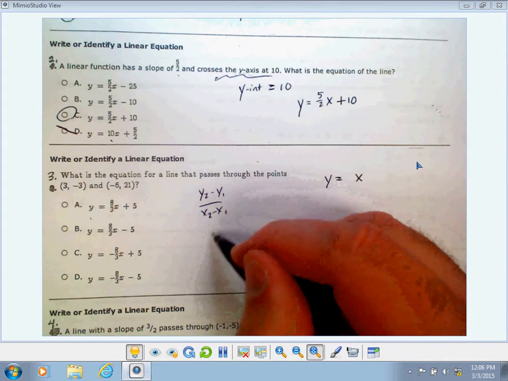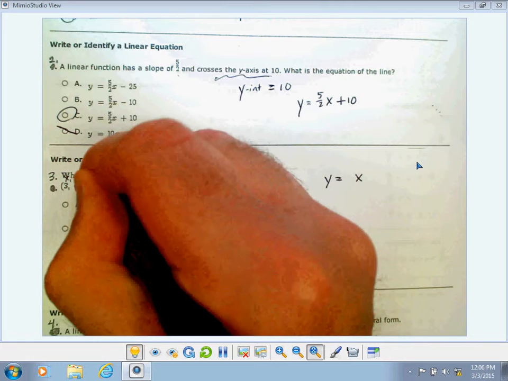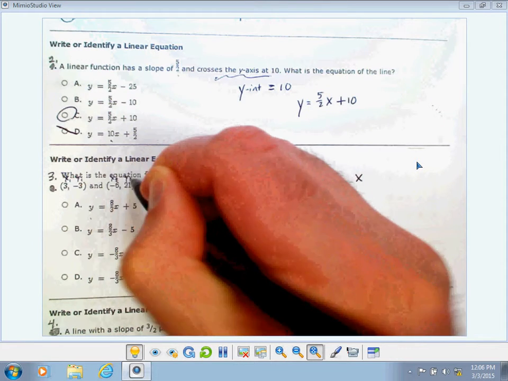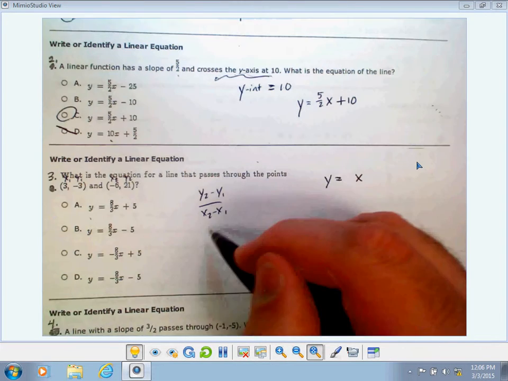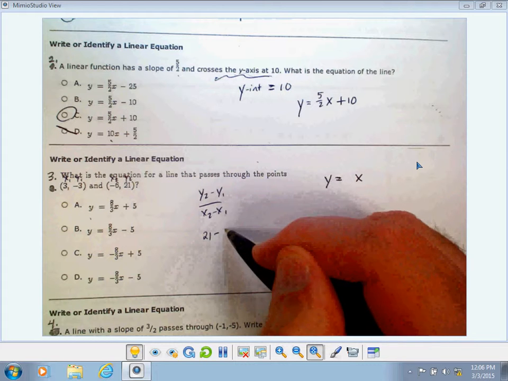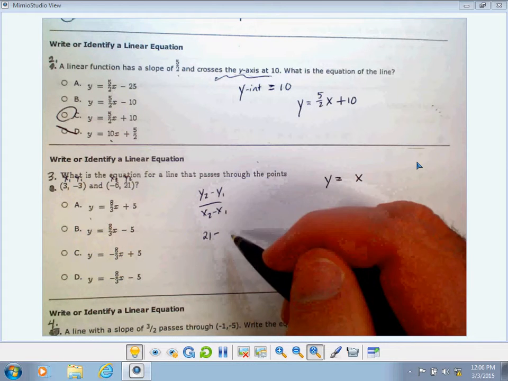So all of this is x1, y1, x2, y2. And we take 21 minus, okay, y1 is negative 3.